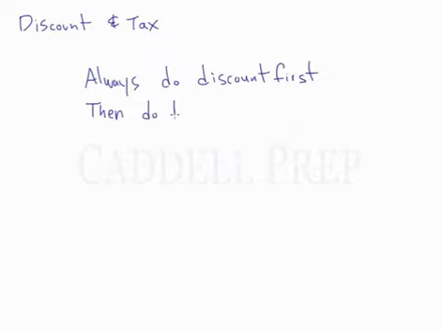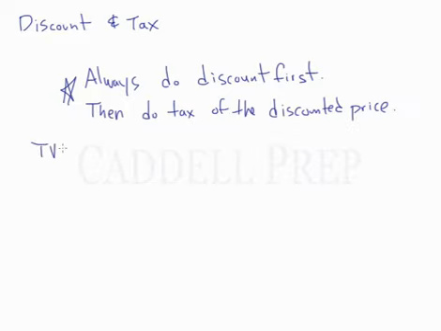Okay, what's important about discount and tax is you always do the discount first. Then do the tax of the discounted price. Very important. So let's think of an example where we have a TV that was originally $1,000. Let's say the discount is 20% and tax we'll say is 6%.